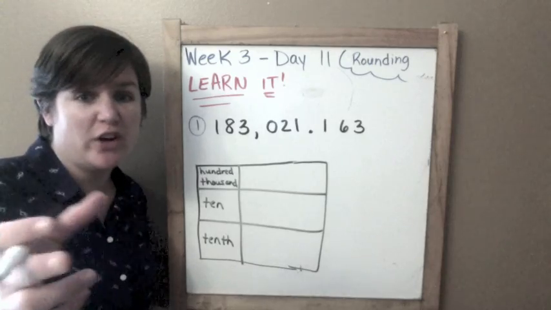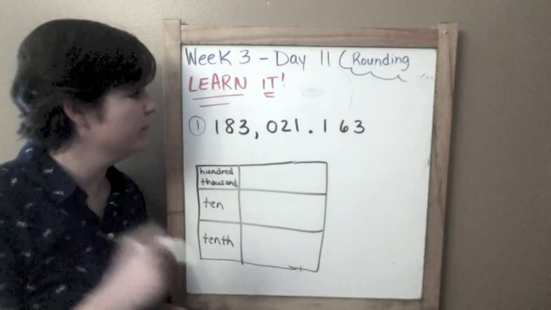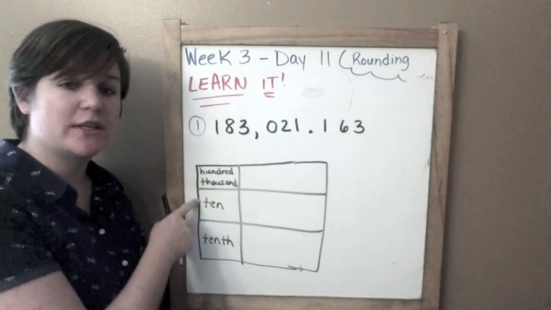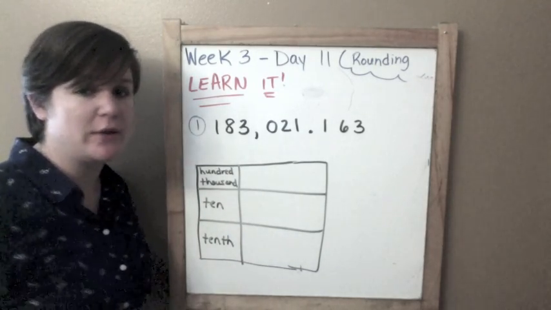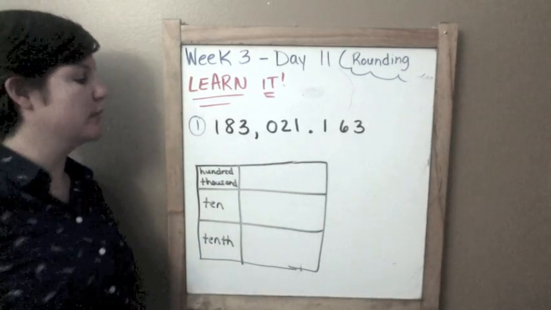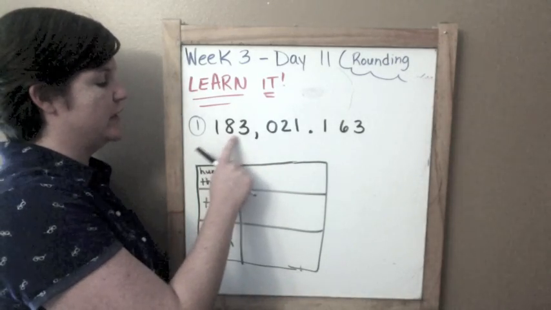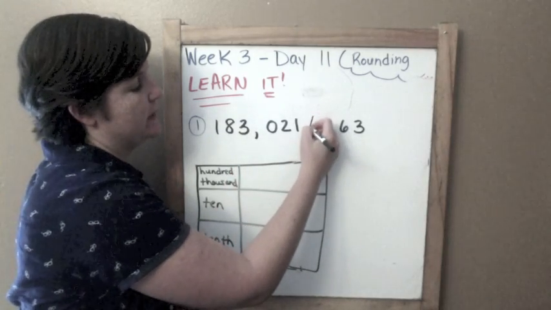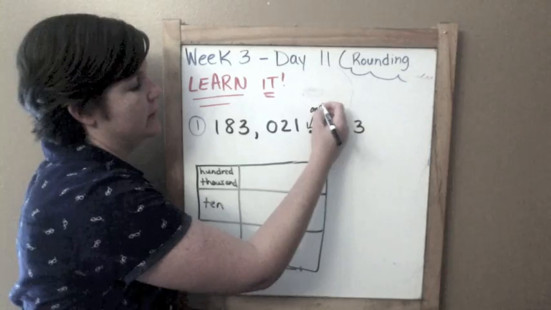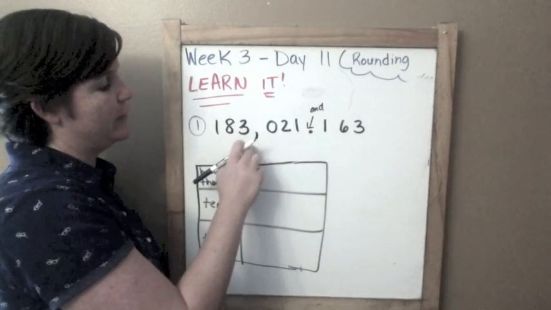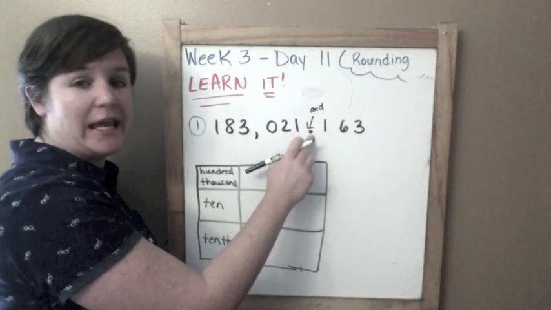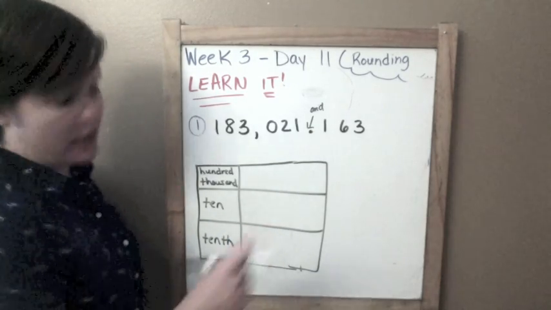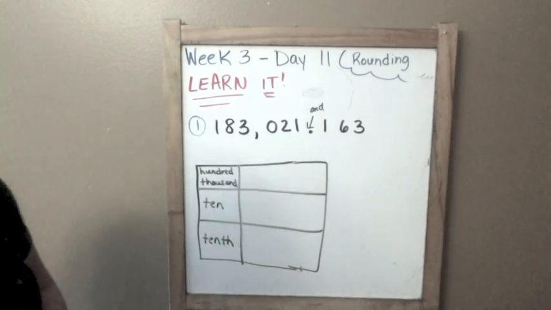All right, so here we are at the Learn It section. This is number 1. And what we need to do is complete this table by rounding to the given place. So we've got 3 places to round to, and we're going to use this number right here. It's 183,021, and the decimal says "and," 183,021 and 163 thousandths.